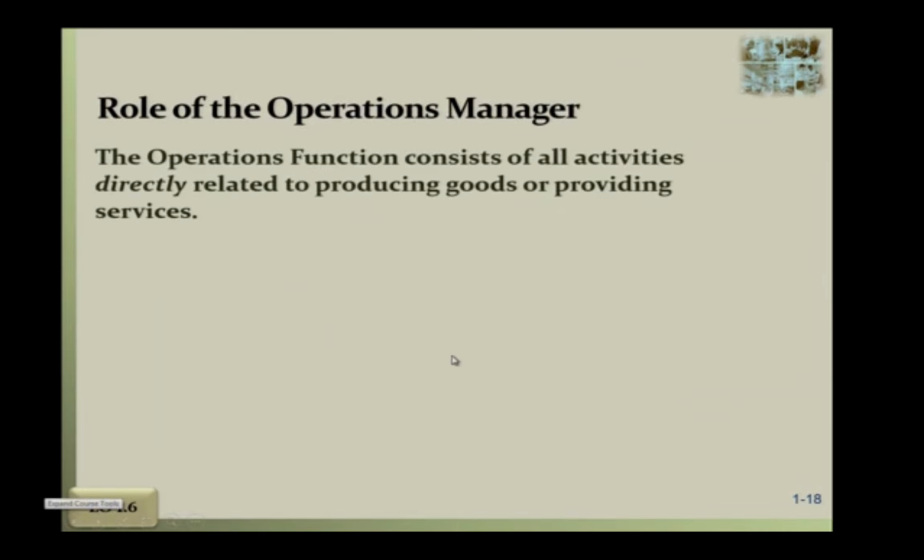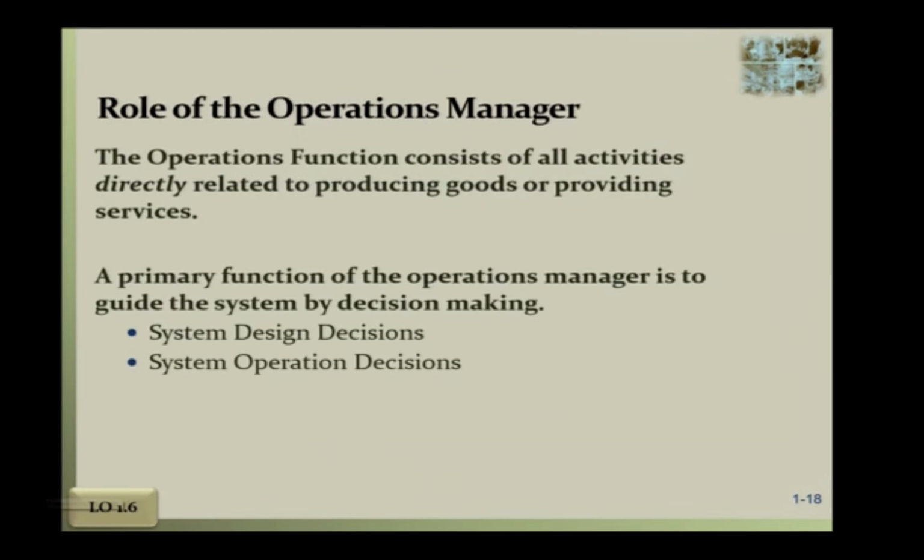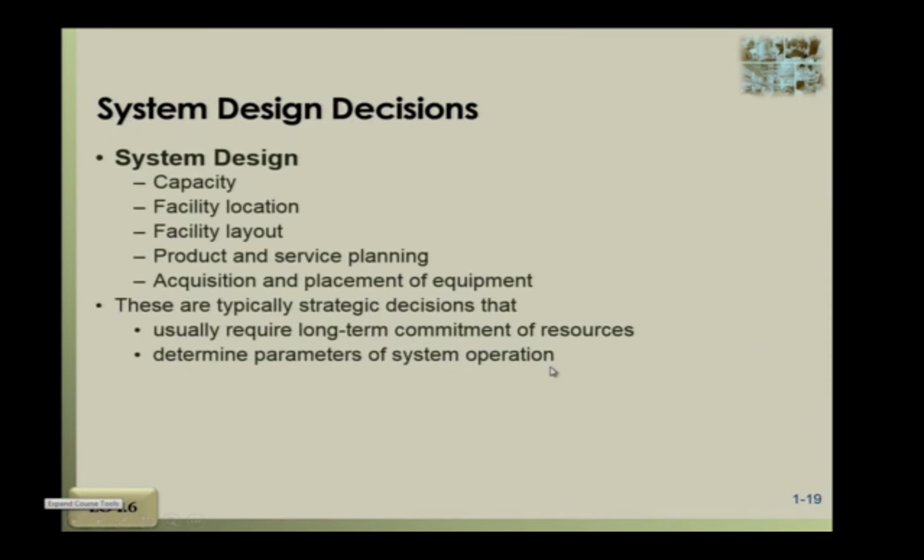So the operations manager's role consists of all activities directly related to the production of goods and services. So we have to deal with decision making in regard to system design decisions and system operations decisions. Now, what's a system design decision? This usually comes before you start your, let's say, manufacturing. You have to decide on your capacity.